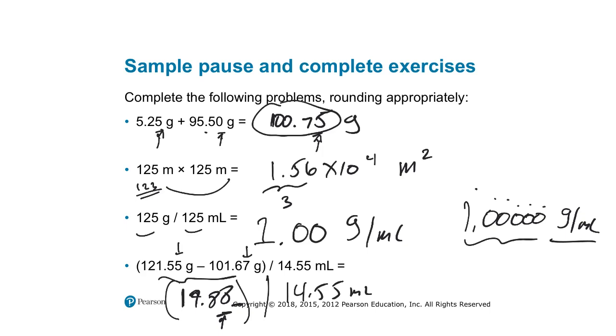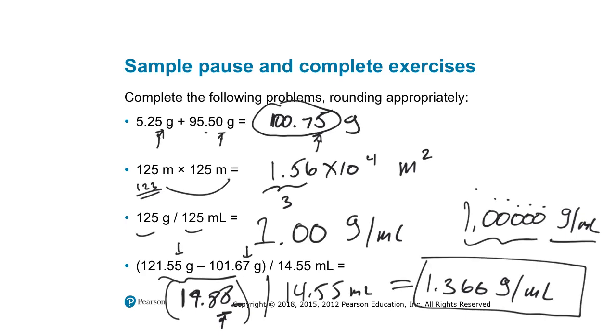Divide by 14.55, and that works out to 1.366. And that's grams per milliliter for the units. And so all 4 digits are significant. We have 4 divided by 4 sig figs, so the result should have 4 significant figures.